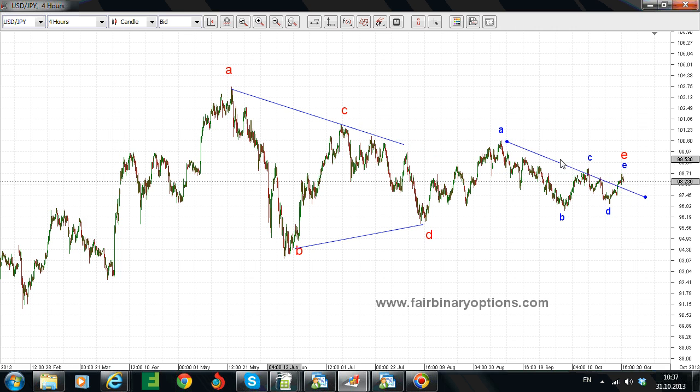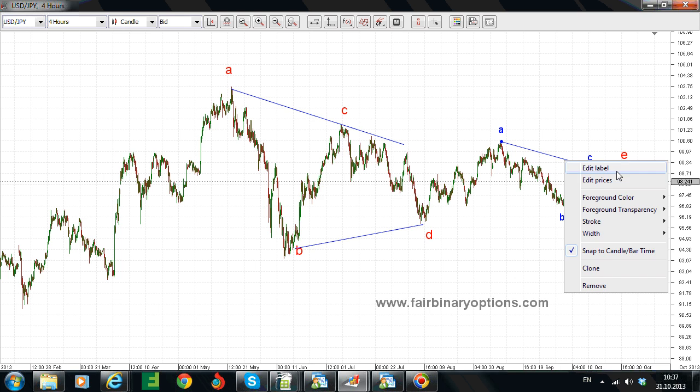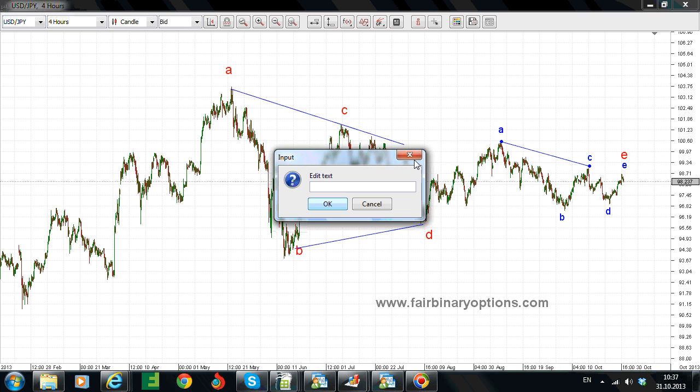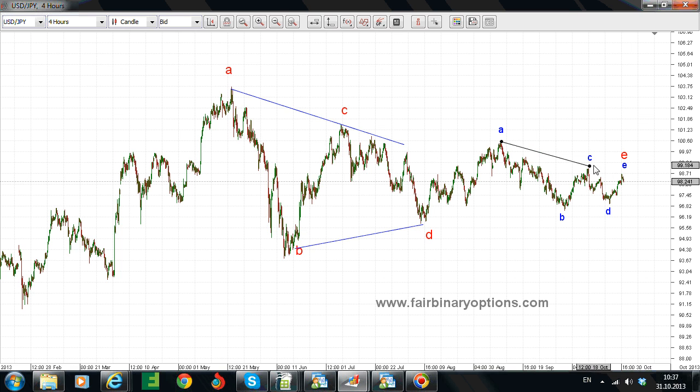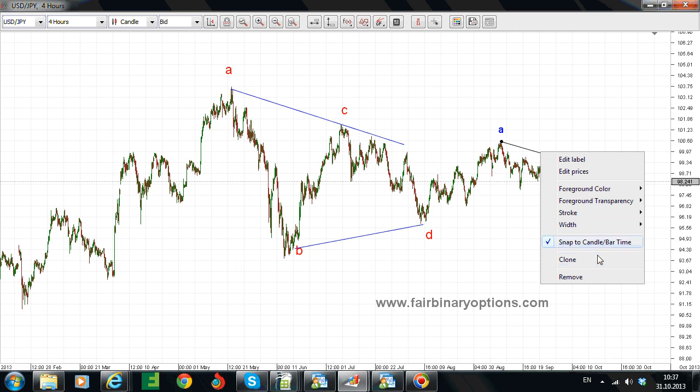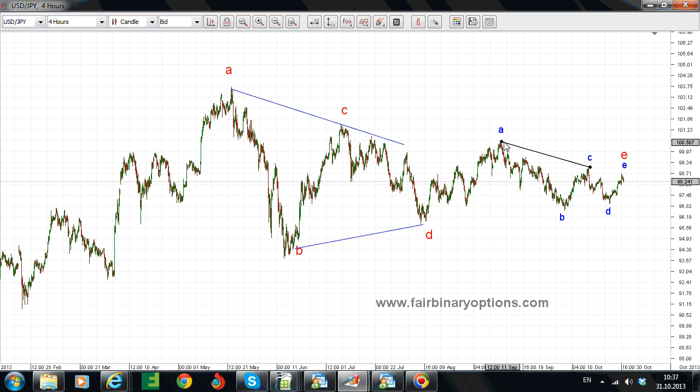So let's change the color of this trend line, but again it is traveling between the A and C, and of course B and D. So A and C and B and D, and what do you know? The E wave is done.